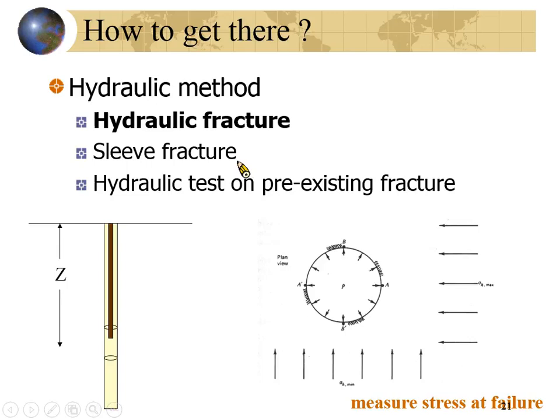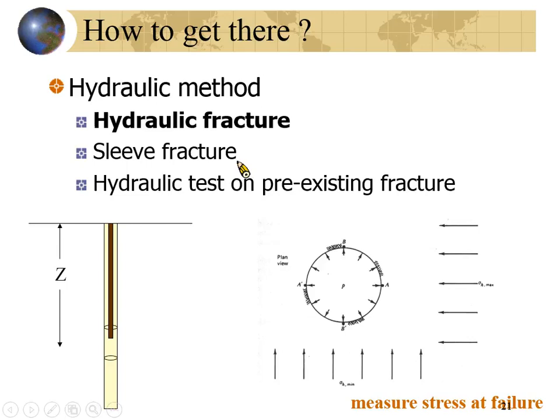And the third one will be the hydraulic test of pre-existing fractures. For a typical hydraulic fracture, we will try to find an intact part of the borehole. You will try to find competent, very good rock without fractures. So when you apply a pressure, you can use the elastic solution, like the Kirsch solution. So you will try to find an intact part to measure the in situ stress.